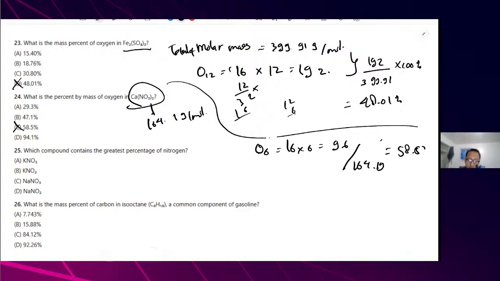All right, it's okay. Which compound contains the greatest percentage of nitrogen? Okay, let's take a look at the options one by one.